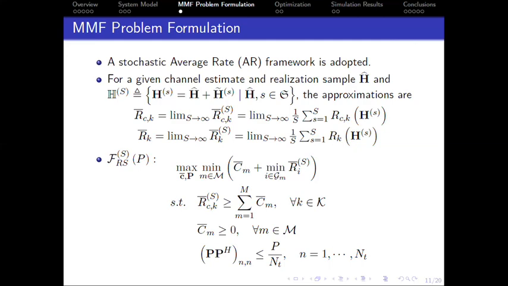The first constraint ensures the common stream can be decoded by each user. The second constraint implies that each portion of the average common rate is non-negative. The third is the per-feed power constraint. It can be seen that this is a non-convex optimization problem.